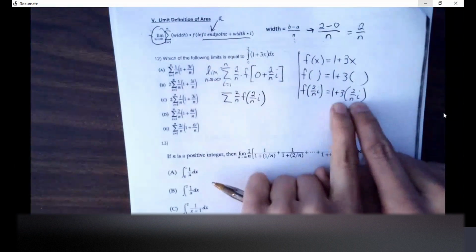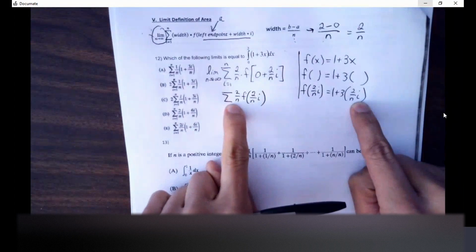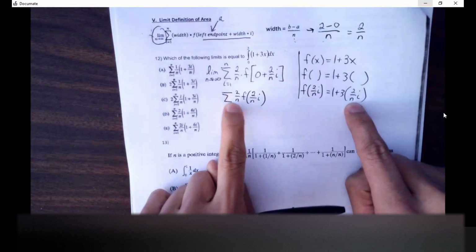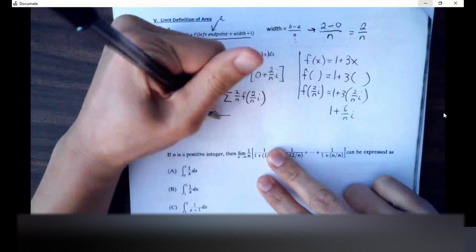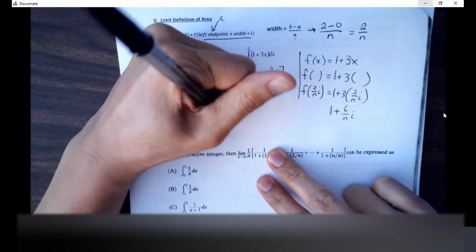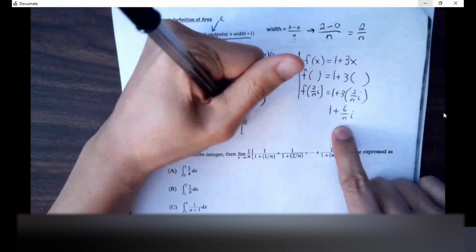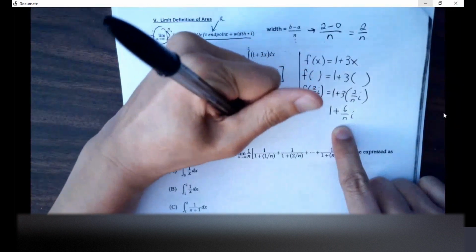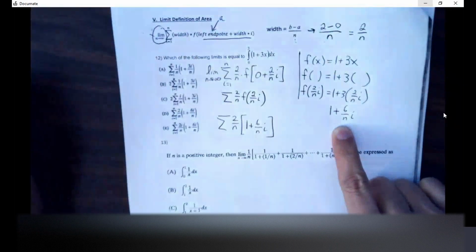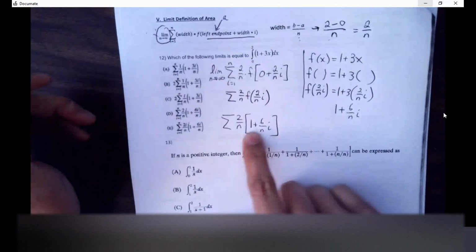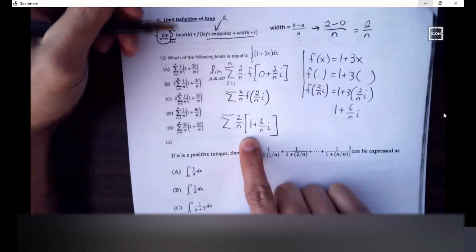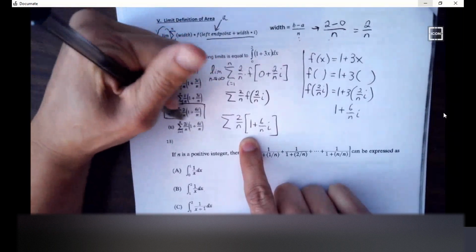Okay, so this is my height component. This is my width component. I can do a little bit of cleanup here. This will become 6 over n i. And now I have width and the height. And that's going to match best with D.